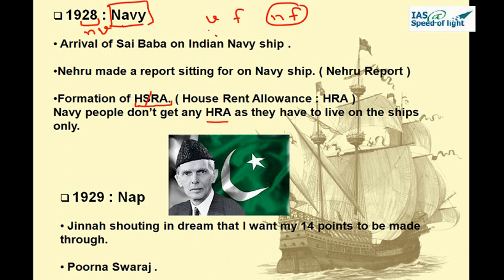29 is 2 is N and 9 is P, NAP. So the first thing we related with NAP was the Nehru Dream and the Poorna Swaraj and Lahore. This thing we have already related with 1929. Now let us see. Jinnah shouting in dreams that I want my 14 points to be made through. Poorna Swaraj we have already linked.